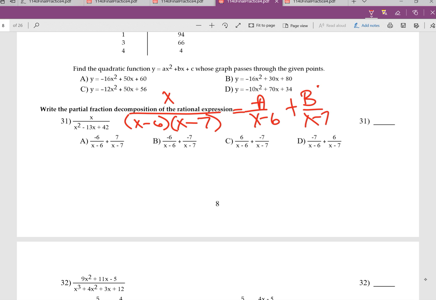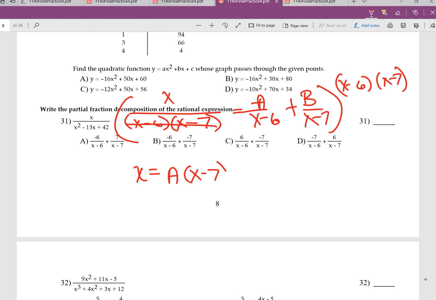And we're going to multiply the entire equation by x minus 6, x minus 7 on both sides. So obviously this is going to cancel and these are going to flip. So you're going to get x is equal to a parentheses x minus 7 plus b parentheses x minus 6, because the denominators and the numerators will cancel each other out respectively.